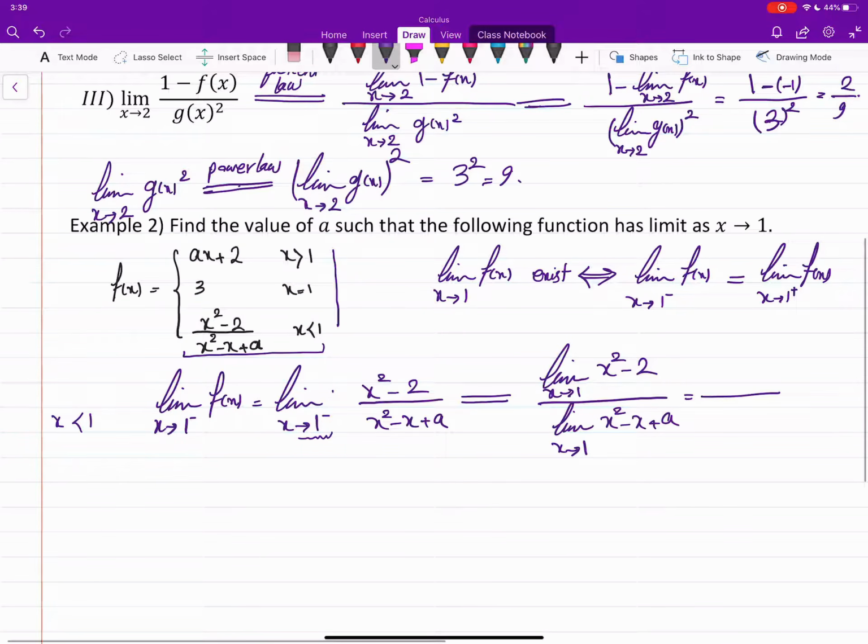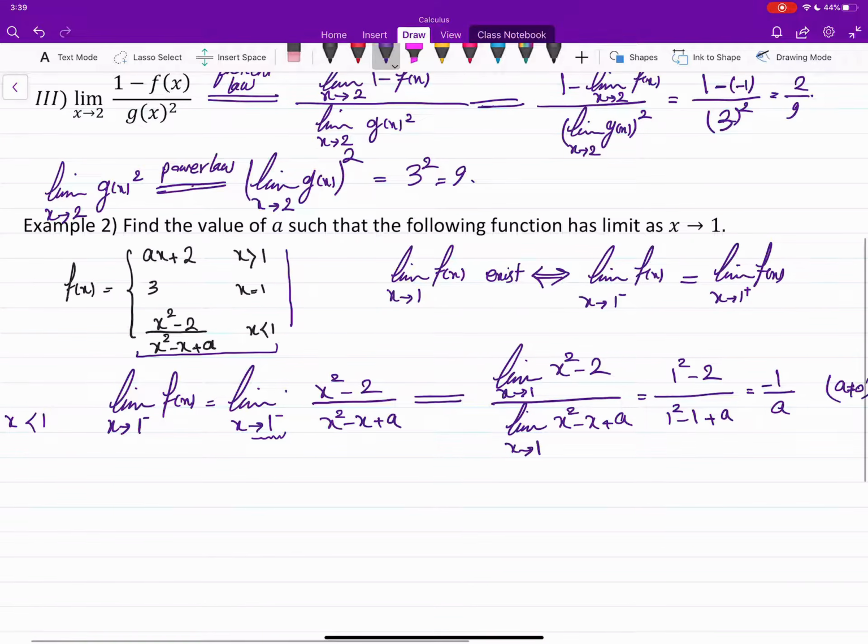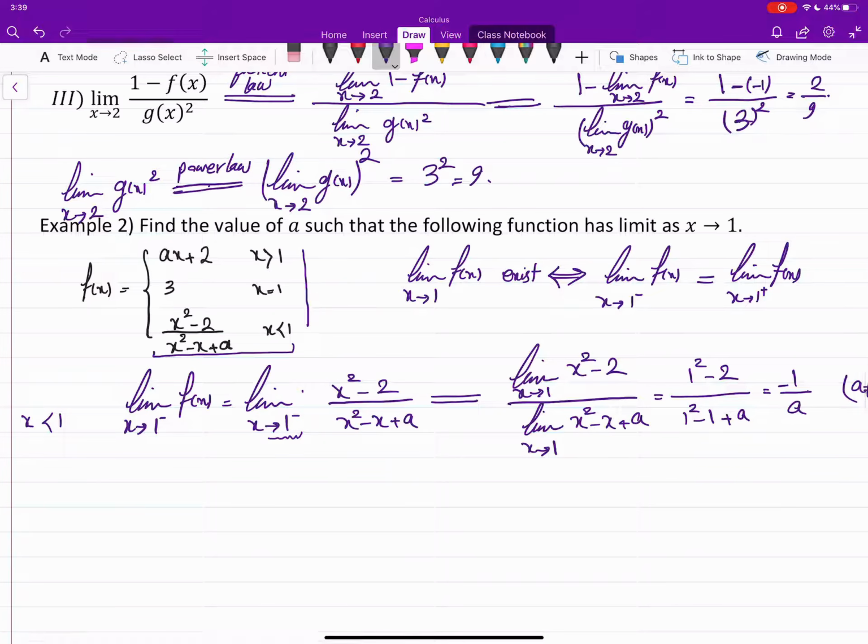So here this is direct substitution: 1 squared minus 2 over 1 squared minus 1 plus a, and that gives us negative 1 over a. Here we are assuming that a is non-zero, otherwise we are in trouble: the quotient law cannot be applied. Well, okay, so that's the left limit.